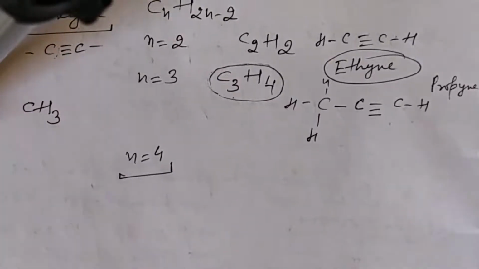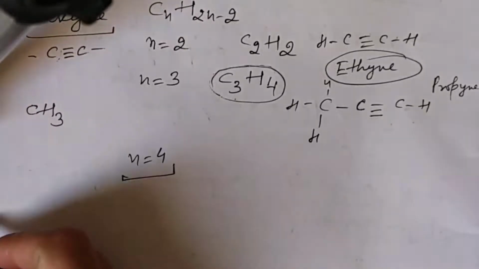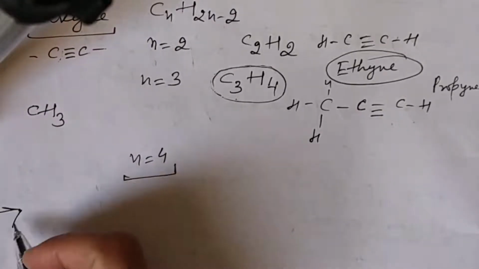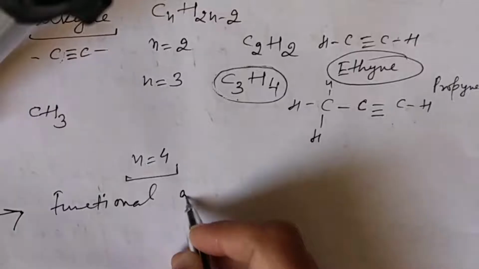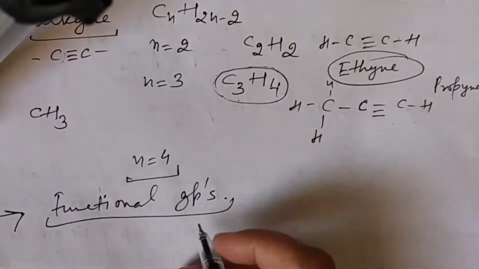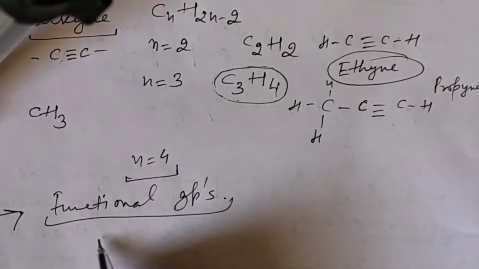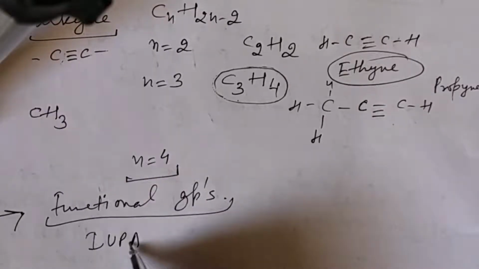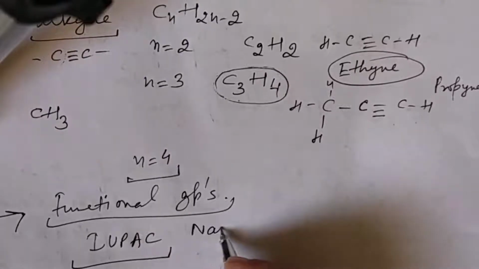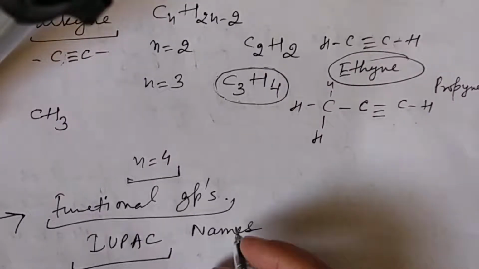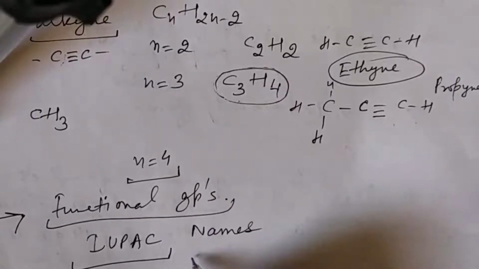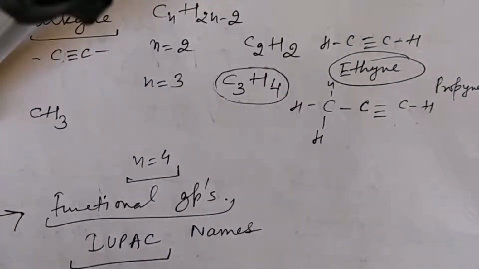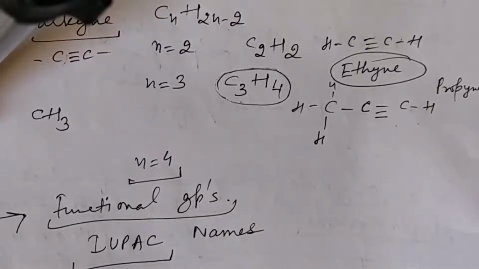Okay. The next topic we are going to discuss is functional groups. Before discussing functional groups, let us discuss writing the IUPAC names of compounds. How can you write the IUPAC names of the compound? We have to discuss the functional groups of organic compounds, but before that, let us discuss the IUPAC name of a compound. How can you write the IUPAC name of a compound?